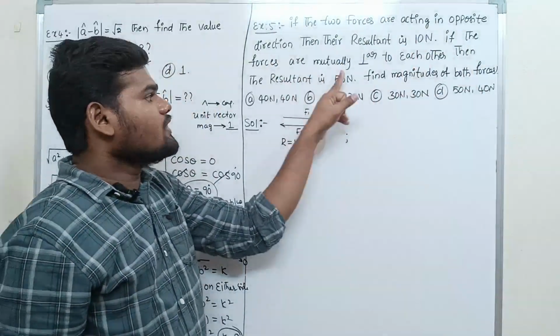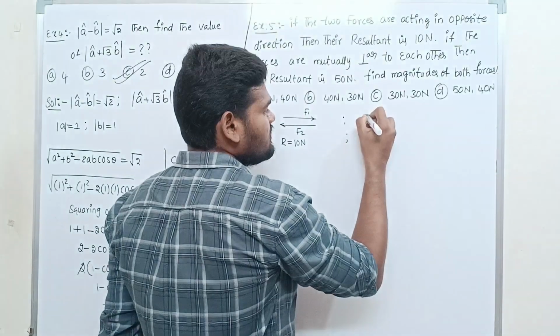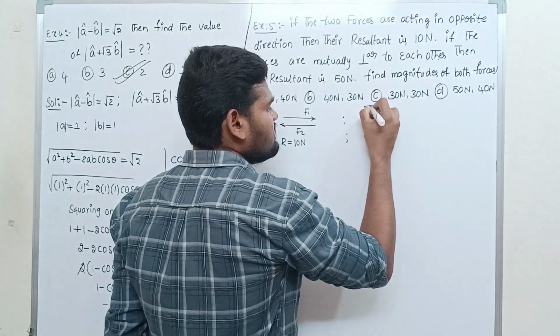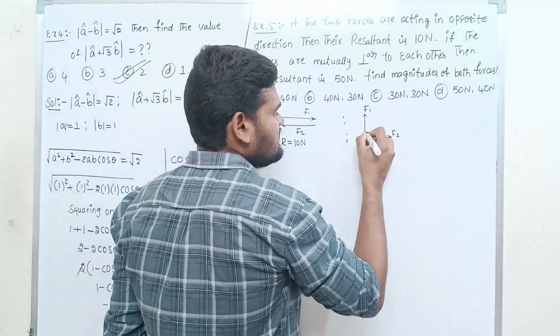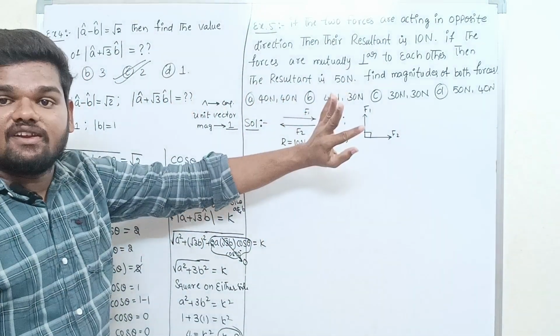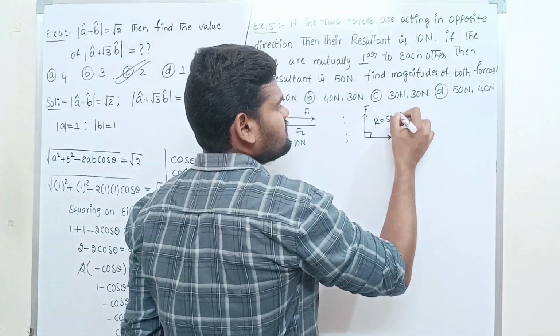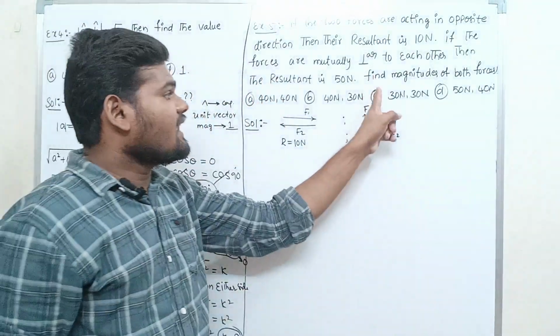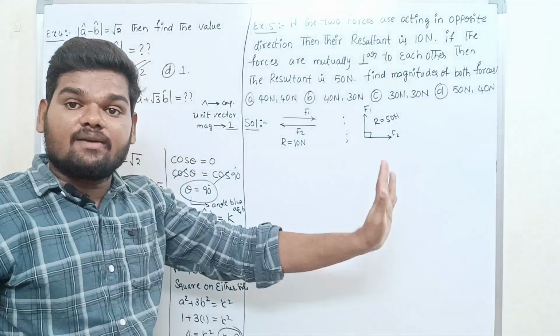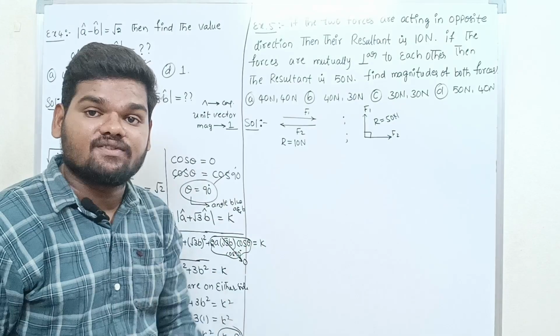If the two forces are mutually perpendicular to each other, let us say this is a force F1 and this is F2, and these two are perpendicular to each other, then the resultant is 50 newtons. Then the resultant between the two vectors is 50 newtons. So what they are asking is to find the magnitude of both forces. That means we have to find F1 and F2.